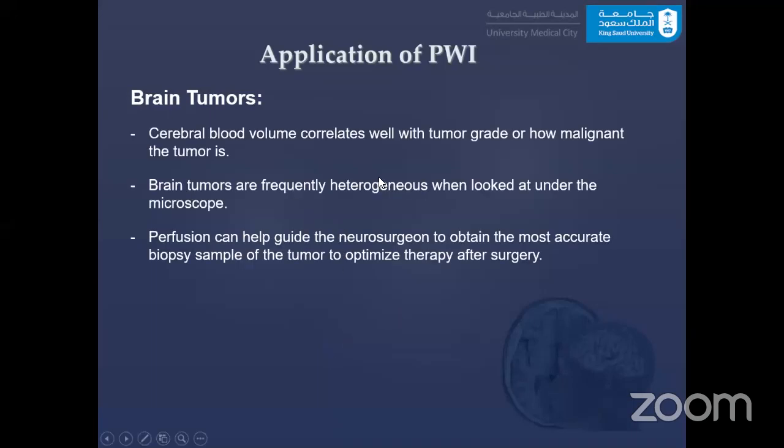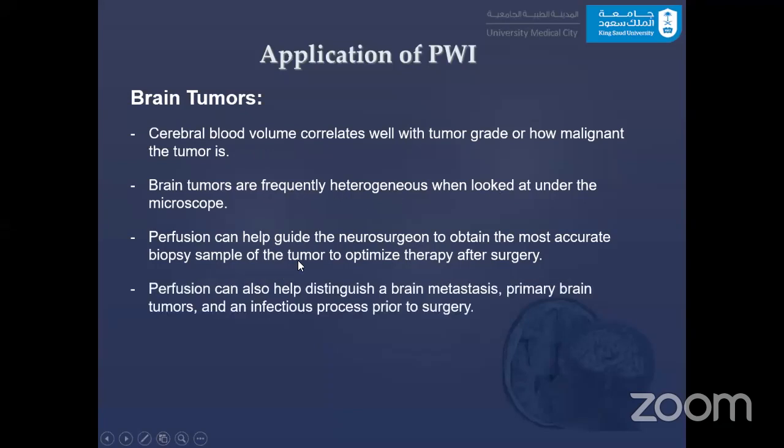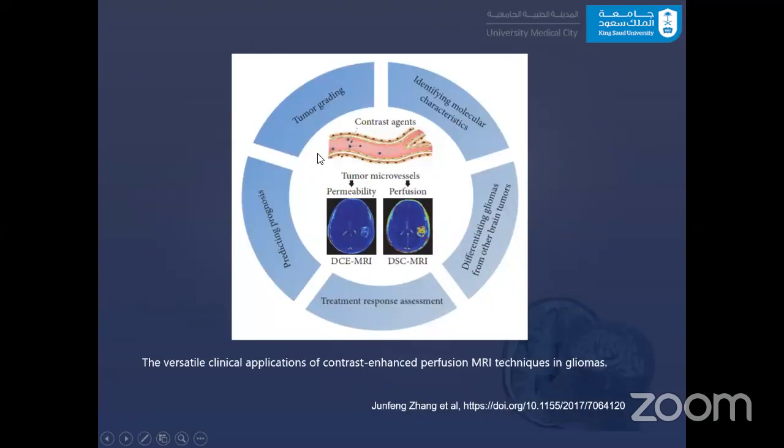The most important role of perfusion is actually in grading brain tumors or defining the type of brain tumors. Again, as we just mentioned, cerebral blood volume correlates well with tumor grading. Tumors are frequently heterogeneous when looked at under the microscope. Perfusion can help guide the neurosurgeons to obtain the most accurate biopsy sample of the tumor to optimize therapy after surgery. Perfusion also can help us distinguish a brain metastasis, a primary brain tumor, and an infection process prior to the surgery. So those are all applications of perfusion: tumor grading, identifying molecular characteristics, differentiating glioma from other brain tumors, treatment response assessment, and predicting prognosis.